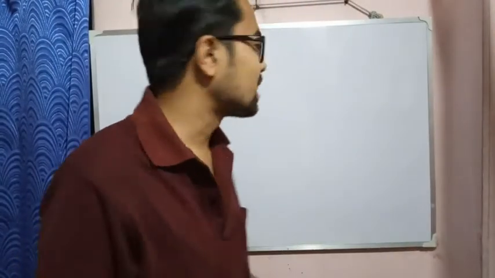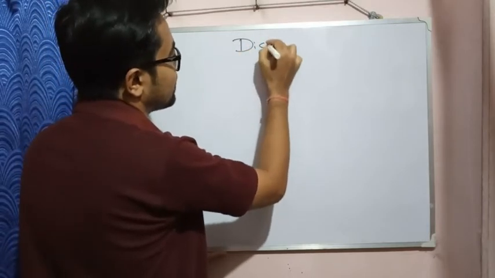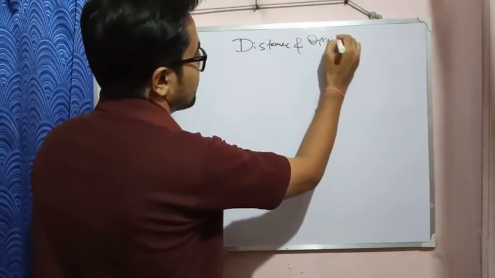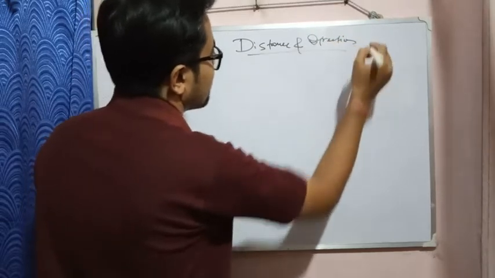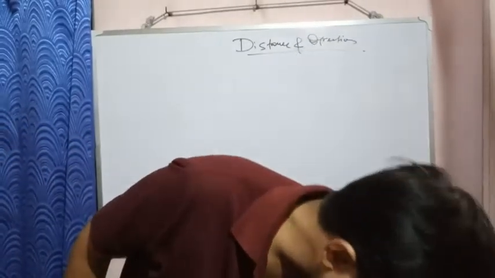I am Anindo Chaudhary and today I will discuss a new chapter, that is distance and direction. This is the most important chapter not only in the banking examination but also in the SSC and railway examinations, that is D&D, that means distance and direction. Okay, and this is a very interesting subject.